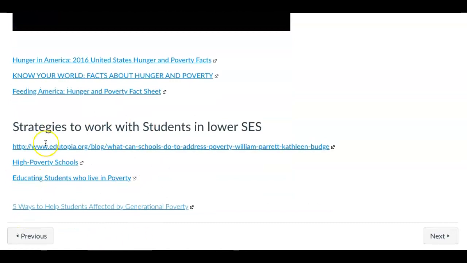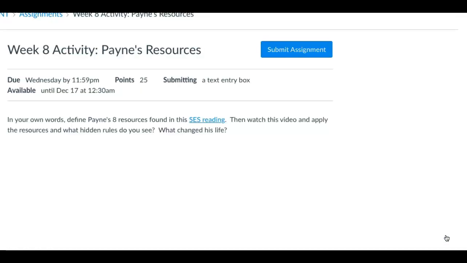Then here are some strategies, and there's not a whole lot, but basically you need to meet those foundational needs first, which is why you're talking about the reduced and free lunch program, the backpack program, things along those lines. And then what else can you do? Then here's your weekly activity with Payne's resources.